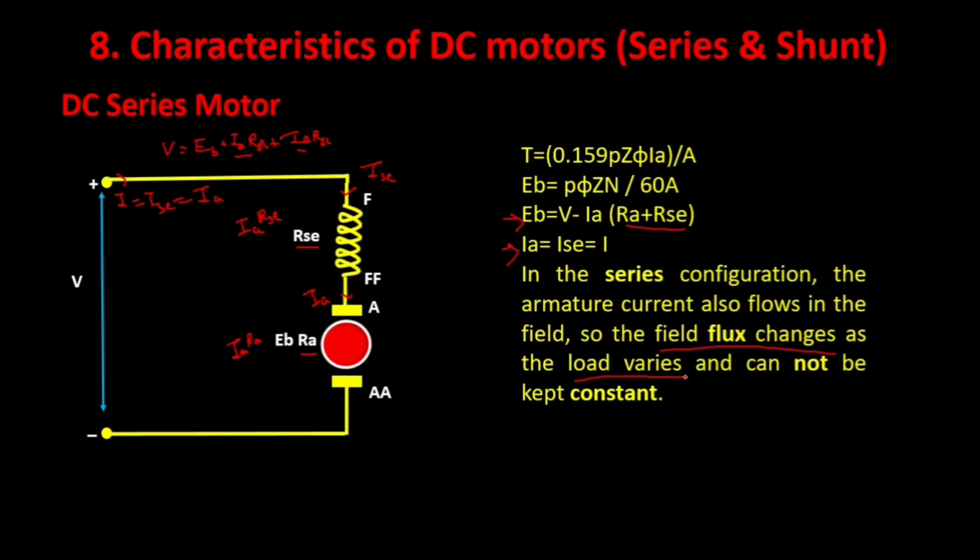So this is the most important information that you have, that the DC series motors are variable speed motors, unlike the DC shunt motor. The DC shunt motors were constant speed motors, whereas the DC series motors are variable speed motors. So now let us check out its characteristics.